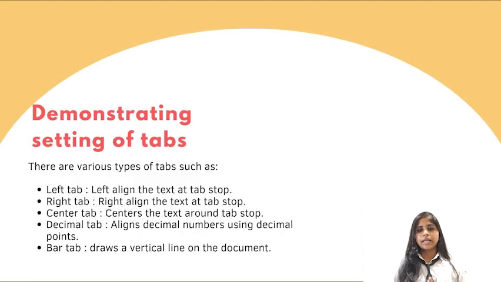Coming to demonstrating setting of tabs. There are various types of tabs such as left tab, right tab, center tab, decimal tab and bar tab. How can we use them? We will see that. Left tab aligns the text at the tab stop. Right tab right aligns the text at the tab stop. Center tab centers the text around the tab stop. Decimal tab aligns decimal numbers using decimal points, and lastly bar tab draws a vertical line on the document.